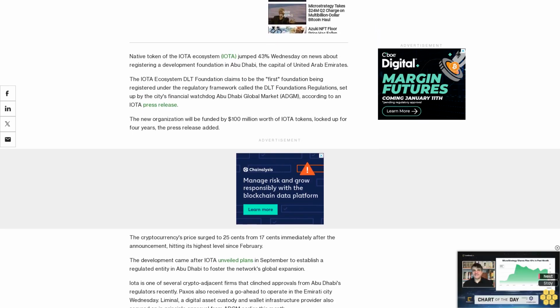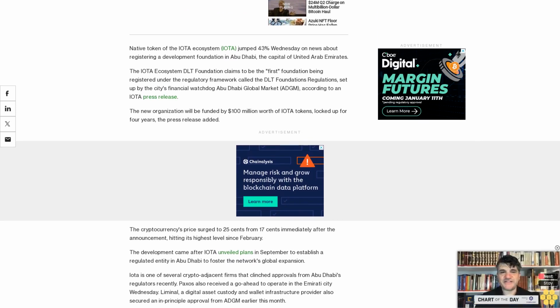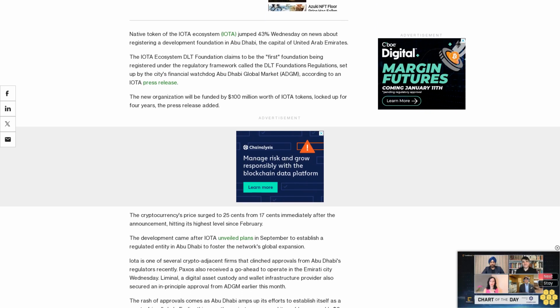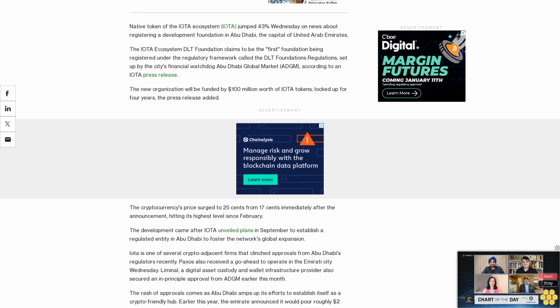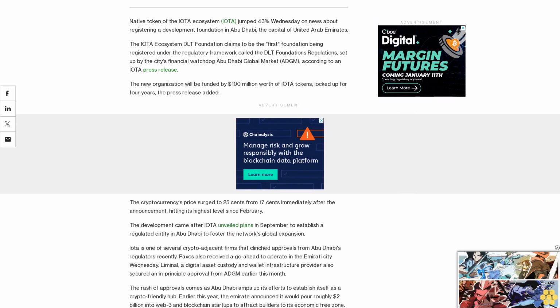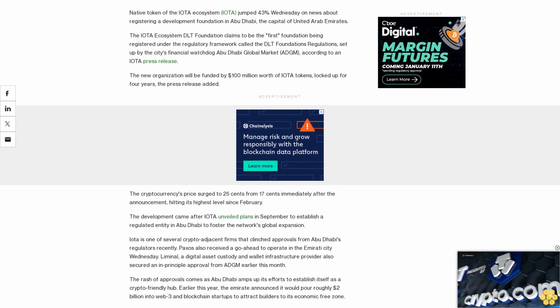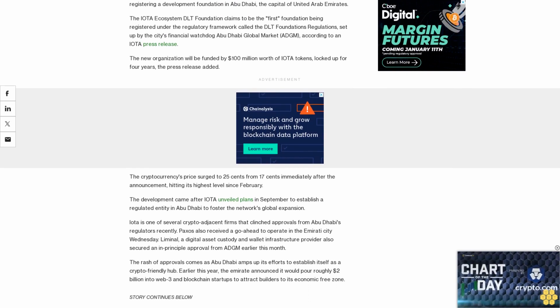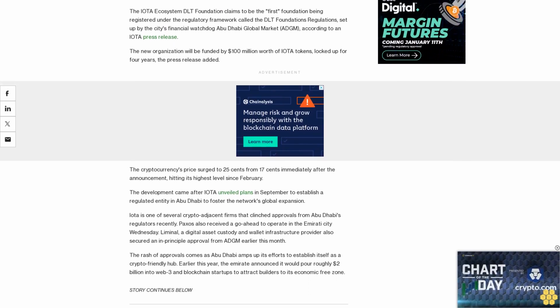Earlier this year, the Emirate announced it would pour roughly $2 billion into Web3 and blockchain startups to attract builders to its economic free zone. Working with companies like IOTA, Abu Dhabi aims to move towards a future characterized by setting global benchmarks in the ever-evolving blockchain and Web3 landscape, Hamid Sayed Al-Mazraoui, CEO of the Registration Authority of ADGM, said in a statement.